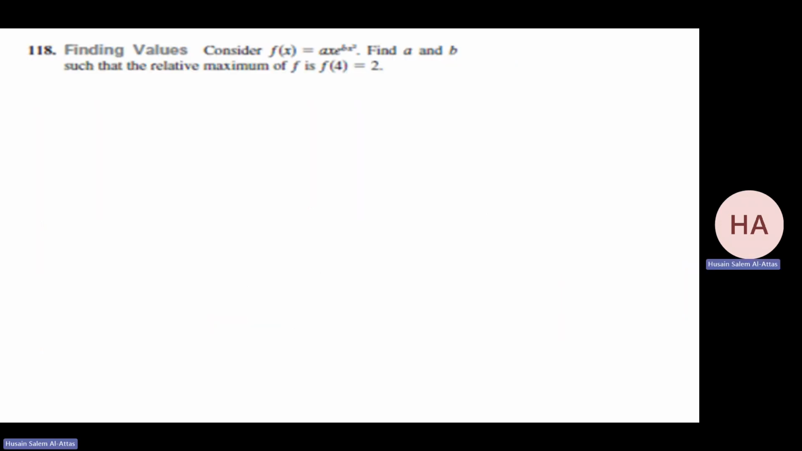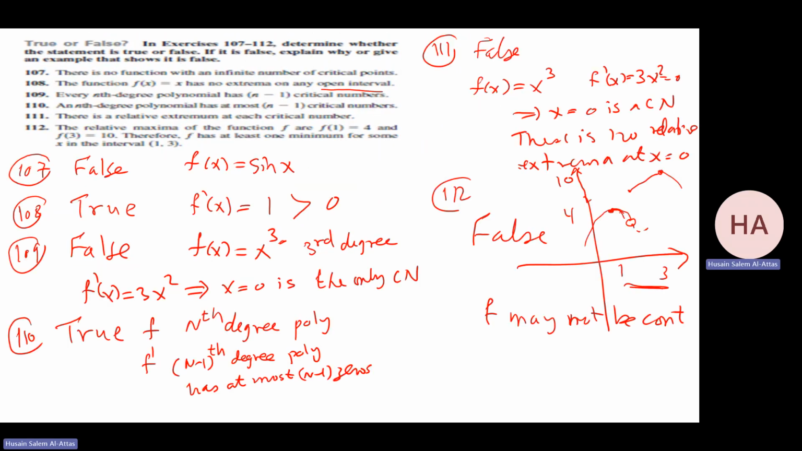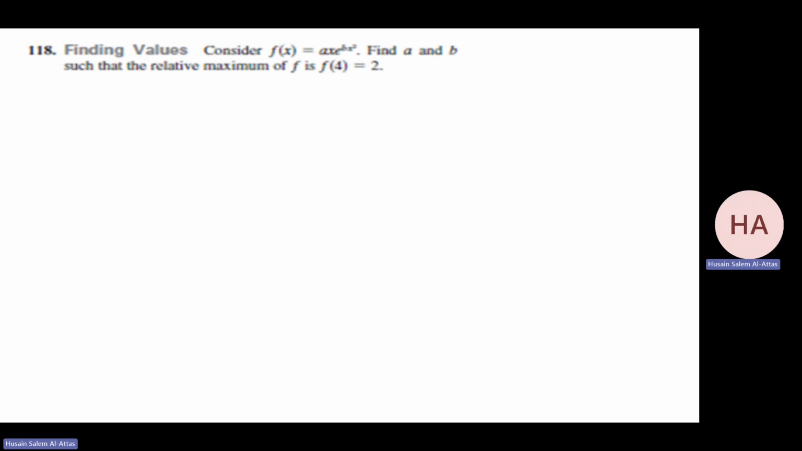Okay. Let me finish my discussion with one which is similar to this one, but a different function. Find the values of the two constants, A and B, such that the relative maximum of f is f of 4 equals 2. So I have the point (4, 2), which means f of 4 equals 2. I have a relative maximum, which means f prime at 4 equals 0. These are the two conditions which I have. Now I need to do the calculations.